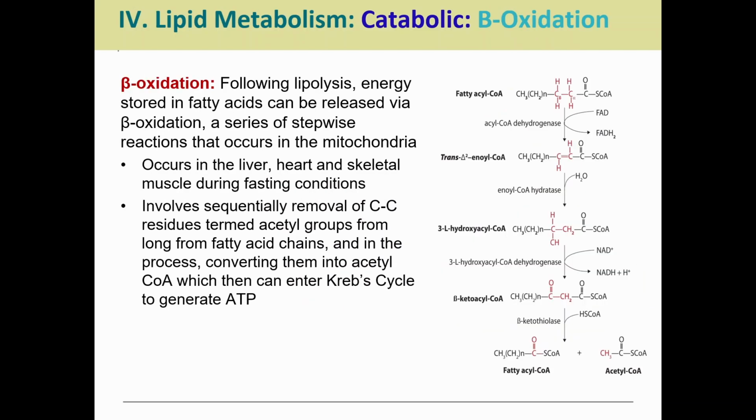Now, beta oxidation follows lipolysis, so we've split the lipid apart. This is where we can take the fatty acids, have them go through beta oxidation, and then basically we can make our acetyl-CoA with this. There's a lot on this slide right now. Don't worry about all the fine details, but the big thing you take away here is that we start with our fatty acids, we go down, and at the end of it, we get acetyl-CoA.